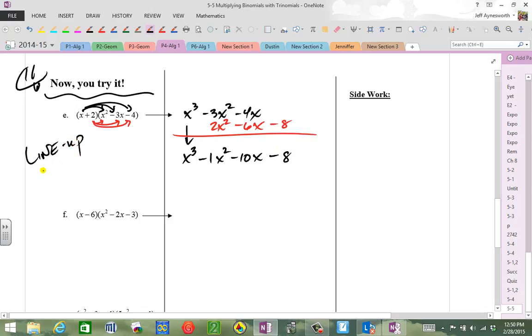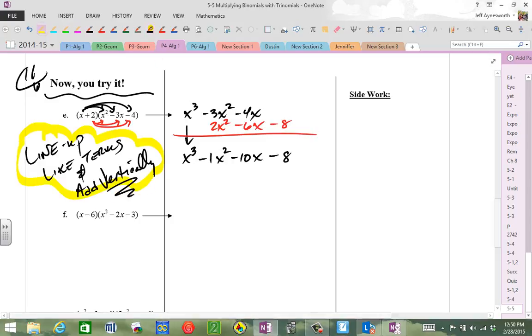Line up like terms. All right, and add vertically. All right, so let's keep that in mind. Okay, now, if you haven't done F yet, pause the video, give it a shot.